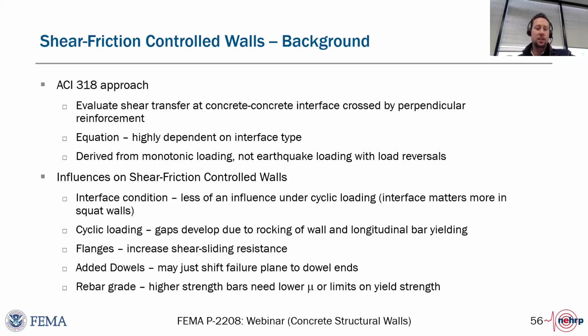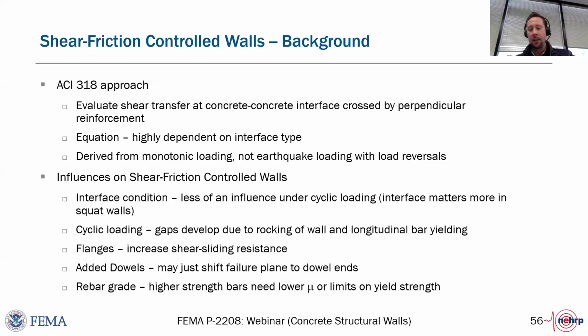Those strength provisions mostly came from data where it was a push-off shear test, like pure shear. In a cantilever wall, you get flexural cracks that develop on the tension side of the cross section, and that influences that shear friction coefficient, if you will. In a cyclic loading condition, the influence of the interface, whether it's roughened or not, is much less significant.